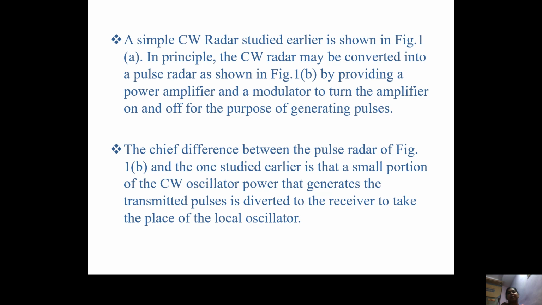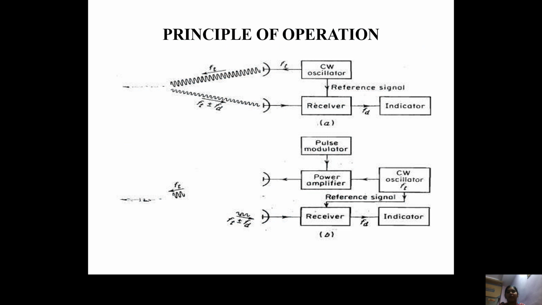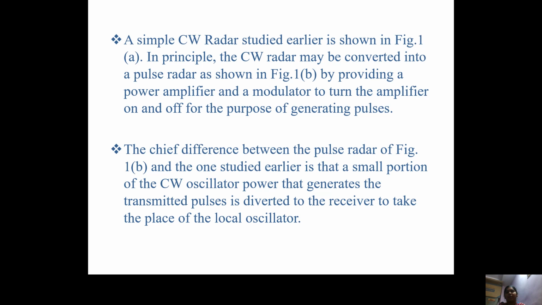That is the job done by the continuous wave oscillator in the moving target indication. So here if you look at the operation, this is the moving target indicator or pulse Doppler radar. A simple continuous wave radar, which you have studied earlier, can be converted easily into pulse radar by simply adding a power amplifier and pulse modulator to it, which generates the pulses.